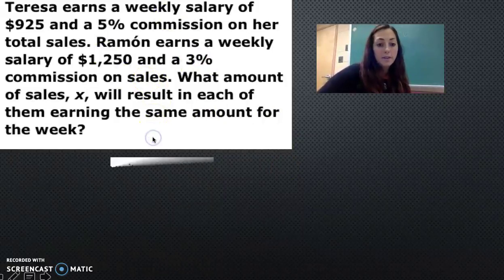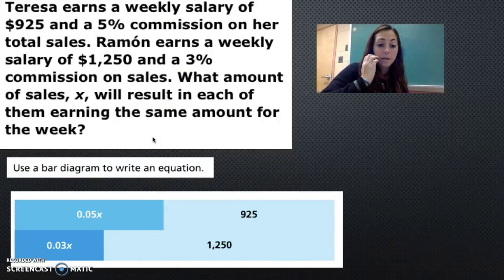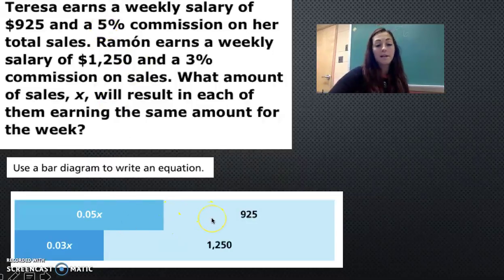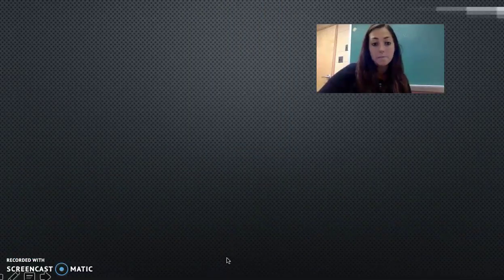All right, so we have to write an equation, and one way to do that is to just compare by using a bar diagram. So if we see the top, we have 0.05x, that represents the 5% commission, plus that 925 no matter what, no matter how many sales that Teresa makes. The bottom bar, 0.03x, is Ramon's commission, and 1250 no matter how many sales he makes.